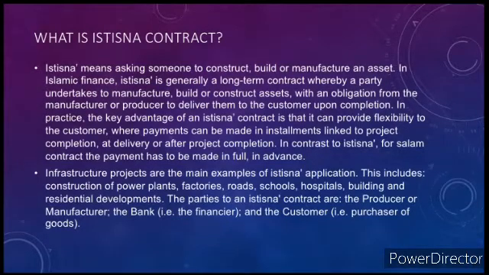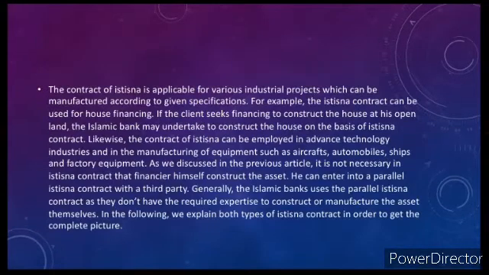The parties to an istisna contract are the producer or the manufacturer, either the bank or the financier, and the customer, the purchaser of the good. In addition, the contract of istisna is applicable for various industrial projects which can be manufactured according to given specifications. For example, the istisna contract can be used for housing finance.